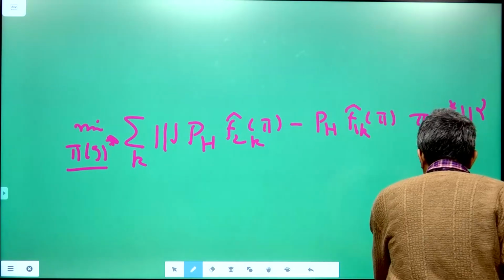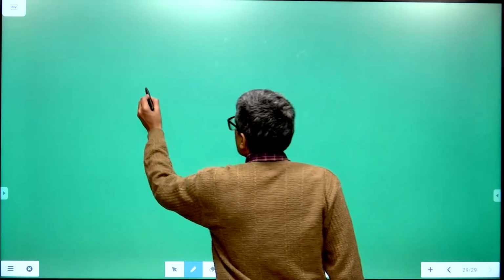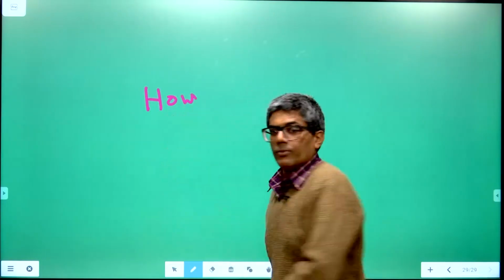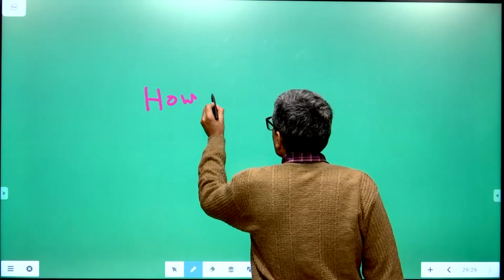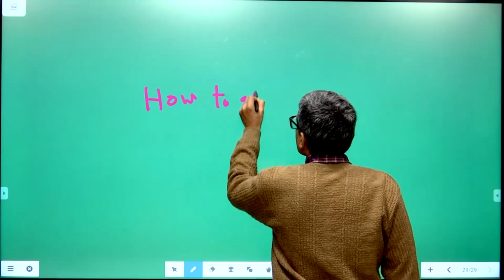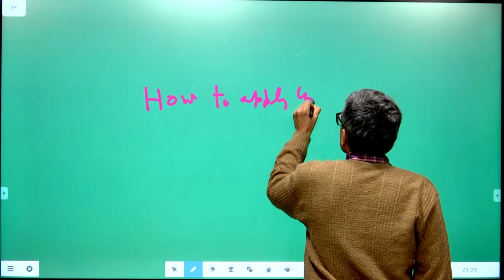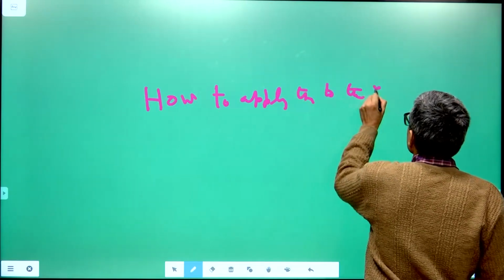How do we apply all these circle of ideas to our electromagnetic problems? I have some more time, so let us try to apply this to an electromagnetic problem. How to apply this to the EM problem?